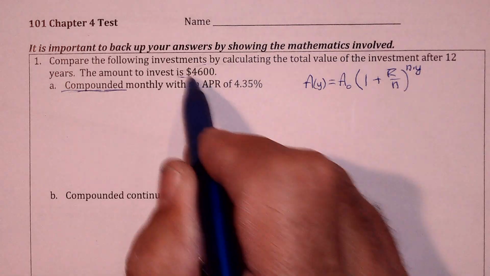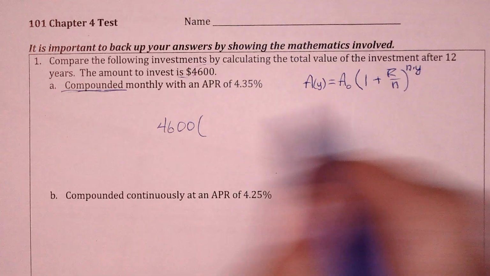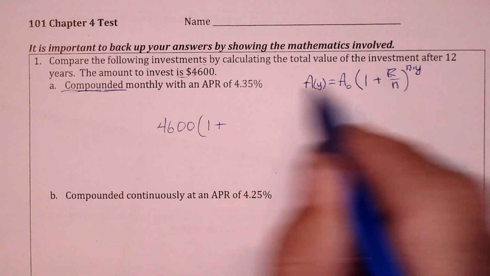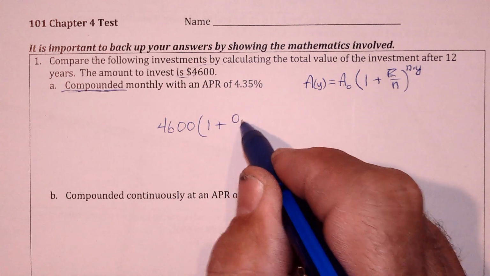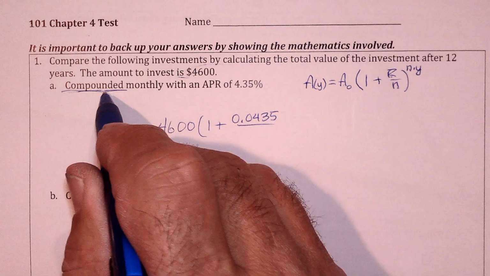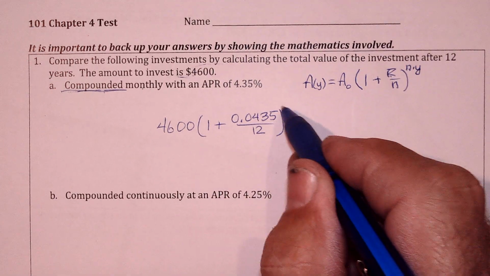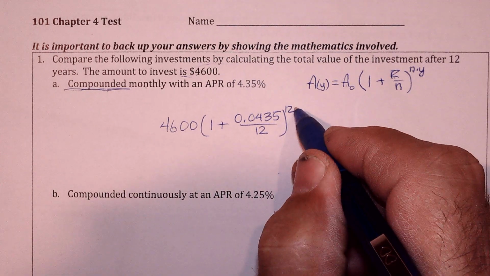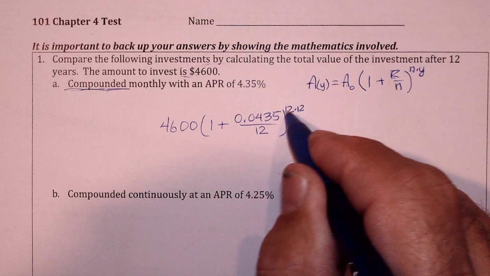So the starting amount is 4,600, and 100% of it is going to come back, plus the interest rate, 4.35 in percentage, but in decimal it's 0.0435. Compounded monthly, so there's 12 months in a year, so we're going to have to multiply by this 12 times to get a year, and then to get 12 years we have to multiply the exponent by 12 again.